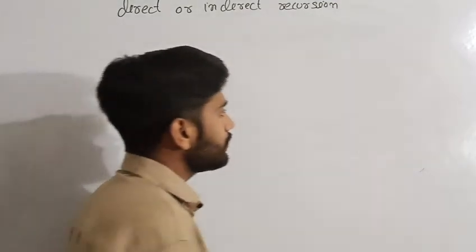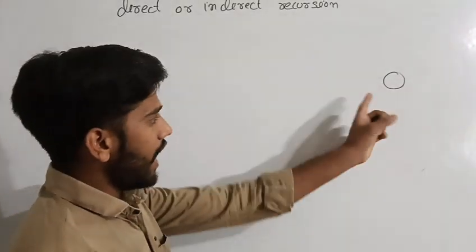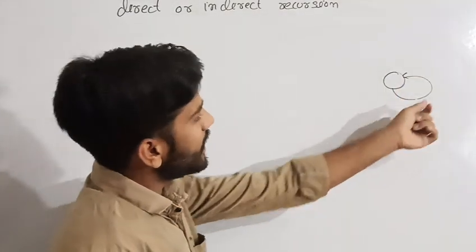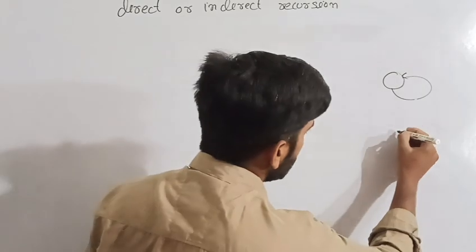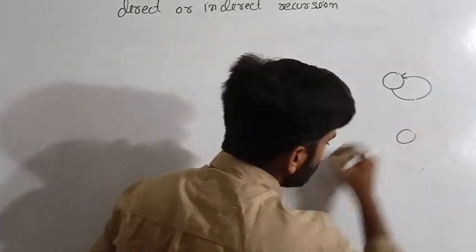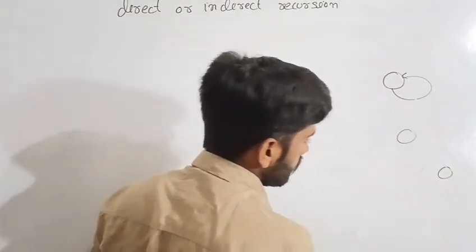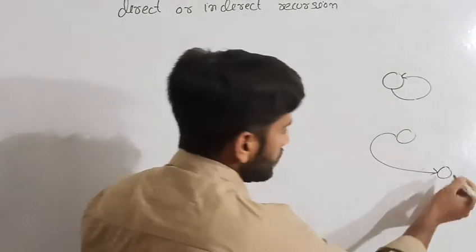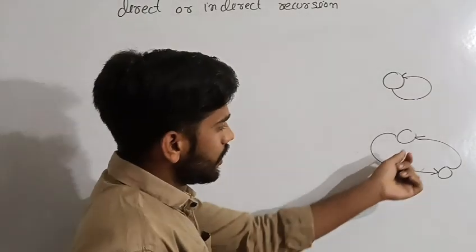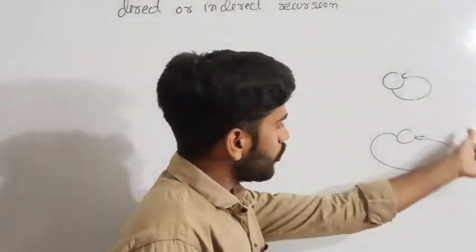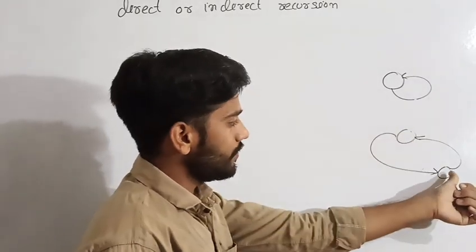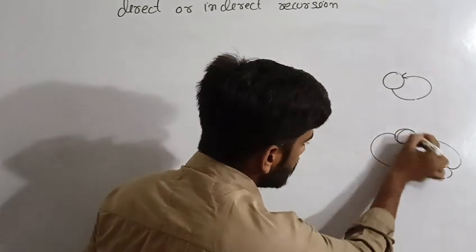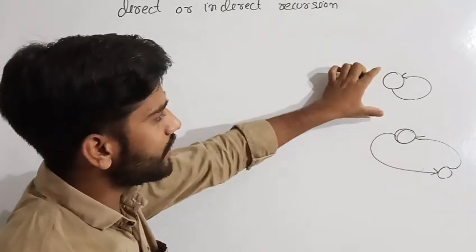Now consider as an example, there is a person and this person is calling itself. This is directly calling itself. And now there is another person, and this person is calling that one, and that one is calling back here. Means when a function is calling another function and this function is calling the function which has called it, indirectly it will be calling itself. This is the basic difference between direct and indirect way.